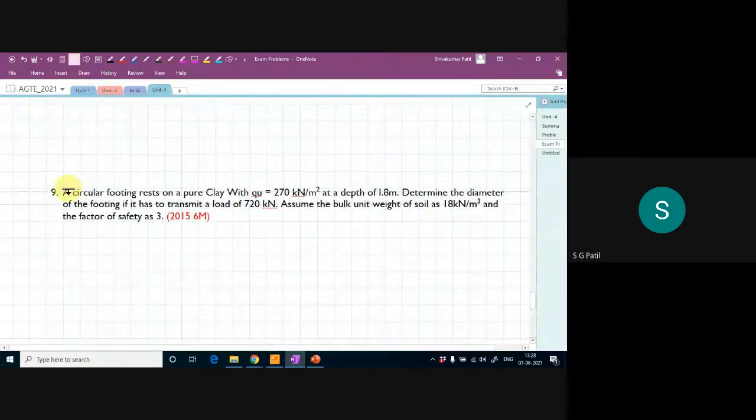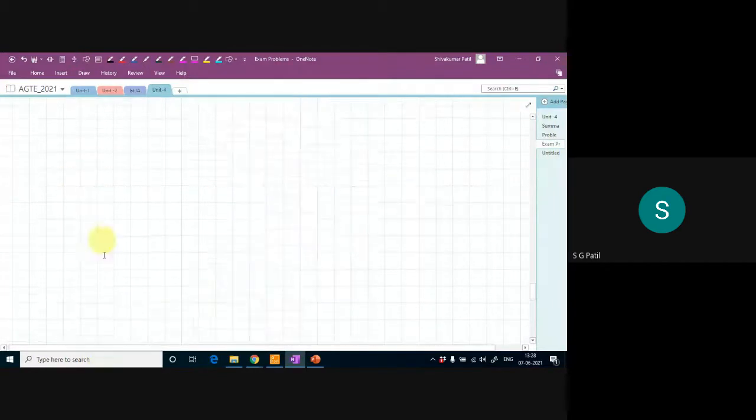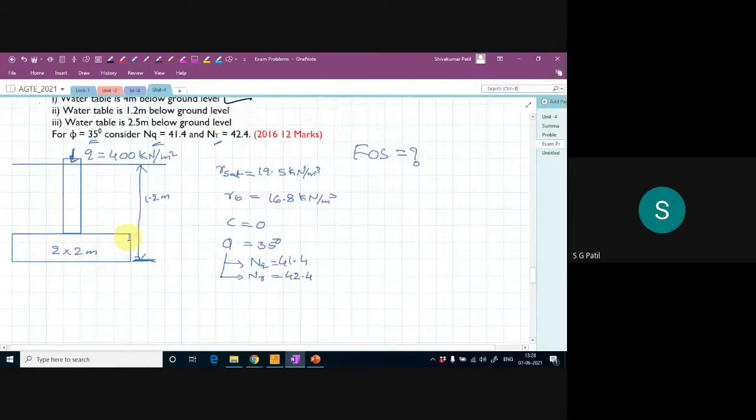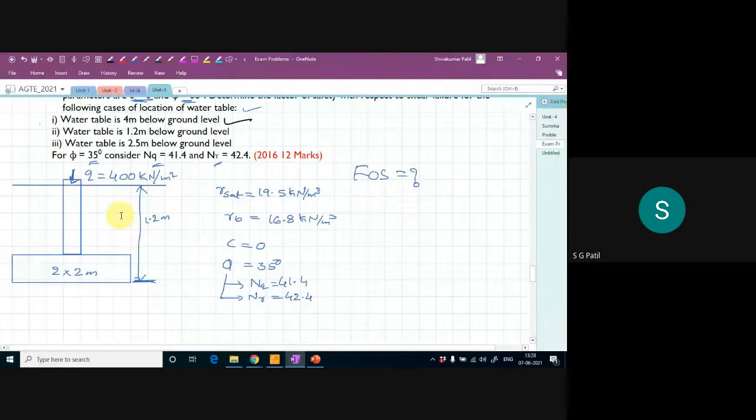I will get some space here so that I can solve the problem. Okay, so first case is the water table at 4 meter depth. So what is the depth of influence? See, up to 2 meter. So the depth of influence is, suppose this is 2 meter, so up to here, this is the depth of influence of water table.